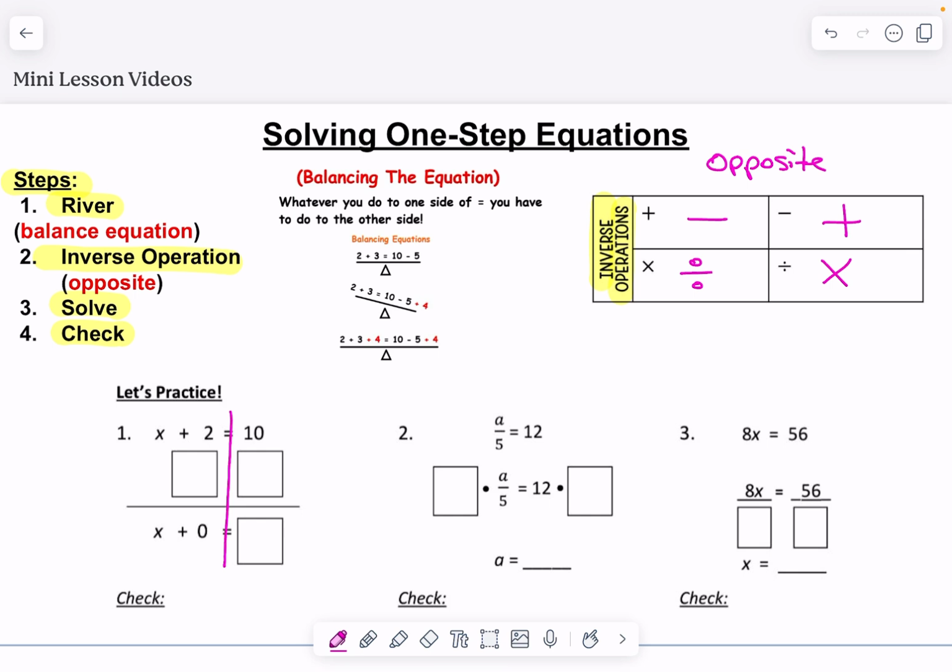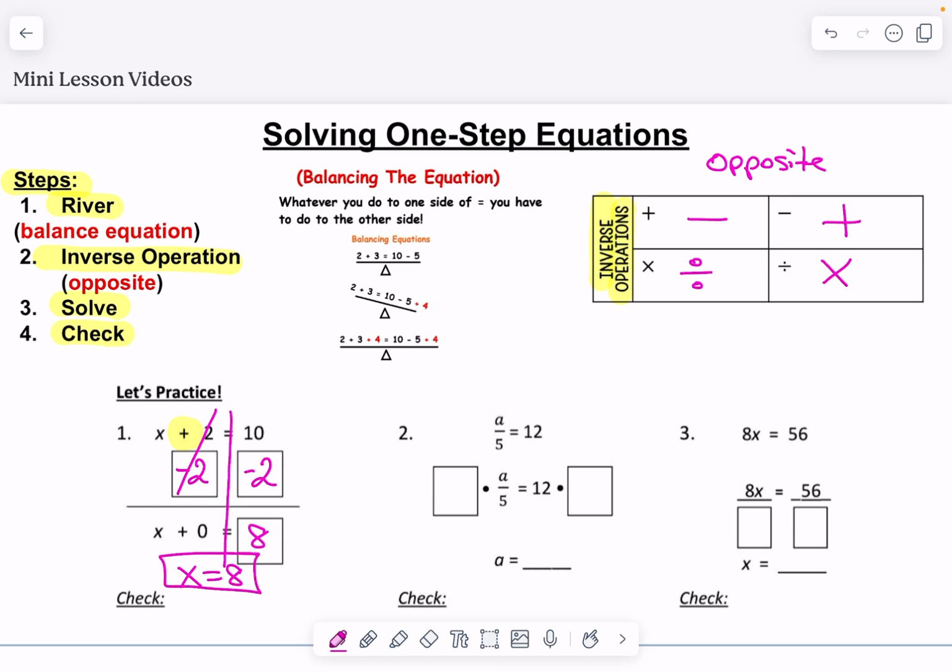In this case, we have x plus 2. So the opposite would be to subtract 2. And then remember that river, whatever we do to one side, we have to do to the other. So I'm also going to have to subtract 2 on the other side. 2 minus 2 is 0, so they cancel out. And we end up with x plus 0 equals 8. 10 minus 2 is 8. So our final answer is going to be x equals 8.